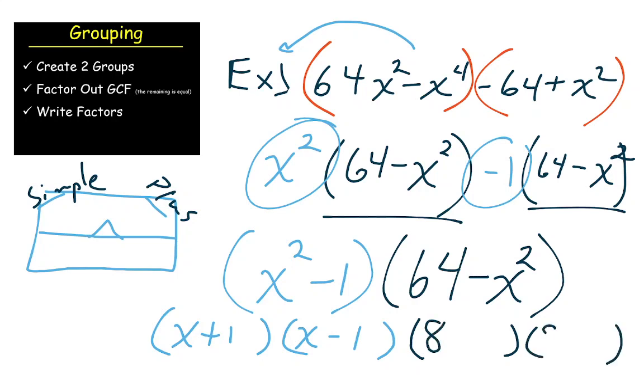64 is a perfect square, so I can break it down into 8 and 8. And then x squared can be thought of as a plus and a minus of x. And so this problem had a real plus plus because I had this extra step for both of them.